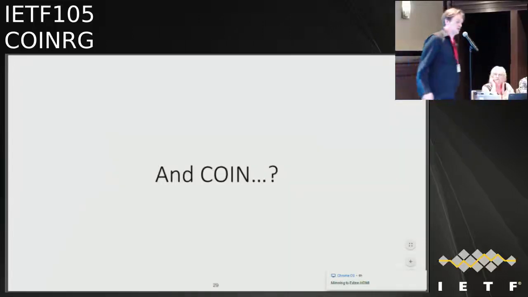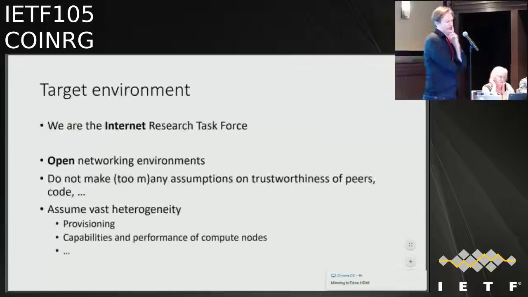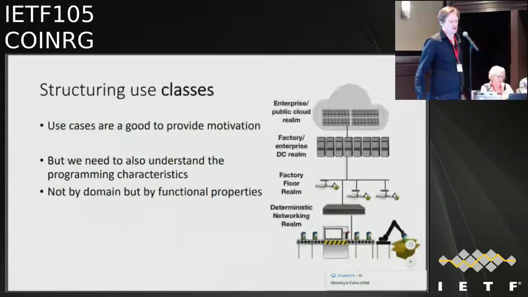So the question is, what does it mean for COIN? First of all, we are the Internet Research Task Force. So in general, we think it's healthy to think about open networking environments. Let's not make too many assumptions about how shielded our systems are, how trustworthy the peers are, and so on. In general, it's a hostile environment where you have to run functions in generally untrusted systems, and we have to find a way to establish trust, for example, so that your code runs correctly and so on. So heterogeneous systems, think security from the beginning, and so on.